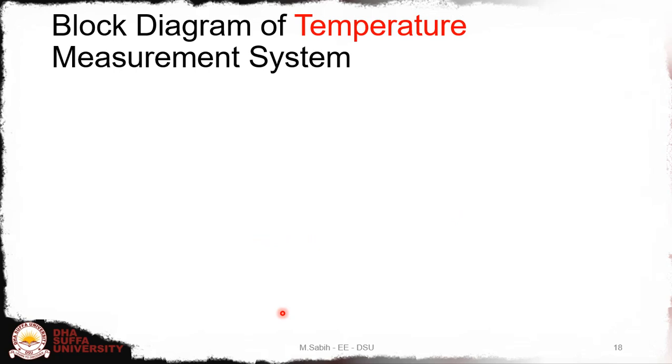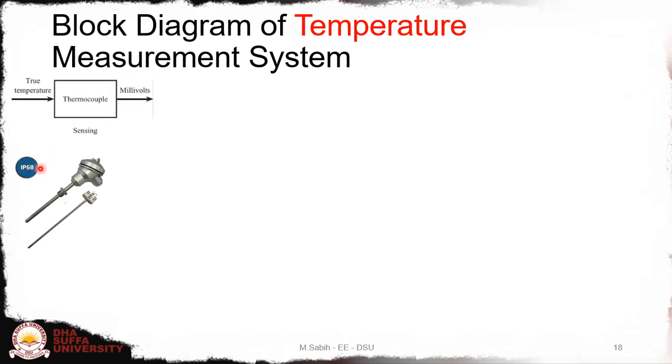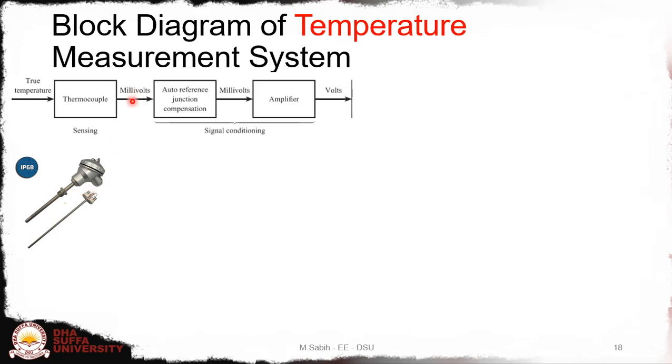Now there are some block diagrams. For example, a block diagram of a temperature measurement system. Think about a thermocouple sensor. We have the true input temperature from here, and the thermocouple is providing millivolts. This is an example of an IP68 type thermocouple used in industry. After this, the millivolts go to the signal conditioning element, which consists of these two components. For thermocouples especially, we need automatic reference junction compensation, which corrects the value in case of any problem with the reference junction. So the millivolts are now corrected.